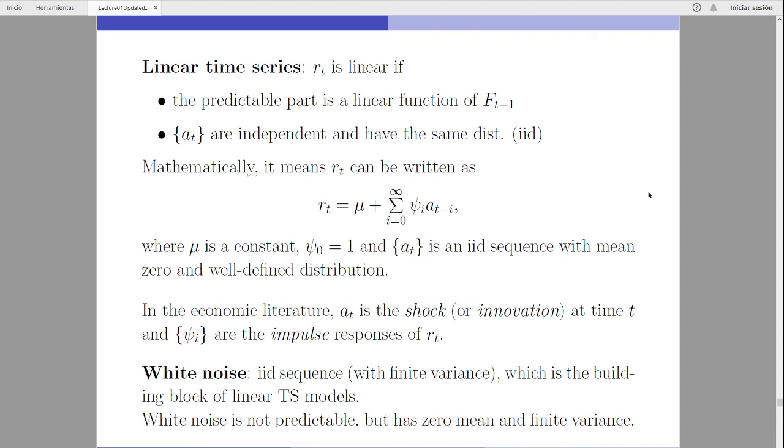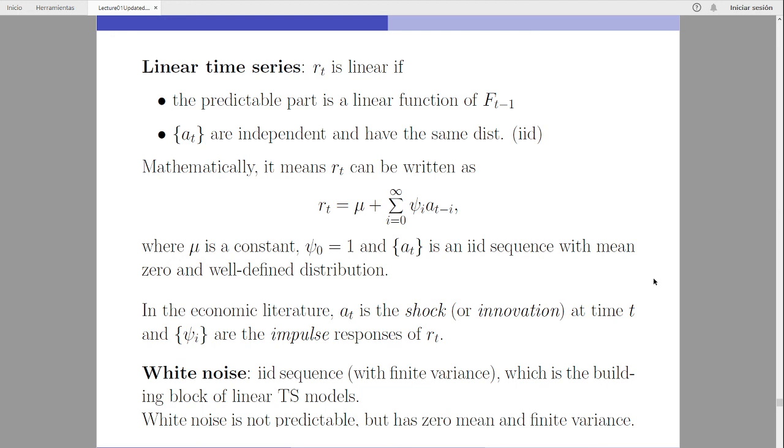This makes it possible to model with them, actually. Now, mathematically speaking, we can say that r_t is basically a constant mean, mu, and a sum of coefficients, any coefficients, really, where the first of all is exactly 1, because otherwise you can't guarantee that r_t is identically equal to the mean, and then all this modeling thing is kind of purposeless. Actually, these a_t's are a sequence of independent and identically distributed variables with mean zero and well-defined distribution.